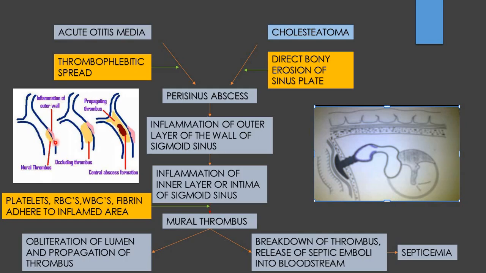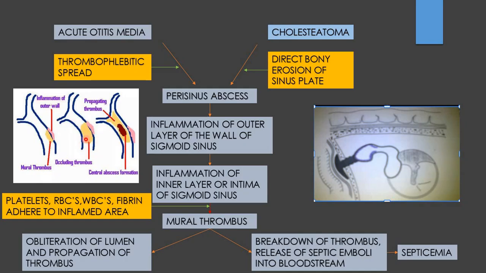This is indicated by the pink color in this particular picture. Once the outer layer of the sigmoid sinus gets inflamed, the inflammation spreads through the wall of the sinus into the interior of the sinus. Once the intima, or the inner layer of the sigmoid sinus, gets inflamed, it starts attracting the platelets, RBCs, WBCs, and fibrin to the inflamed area, which together lead to the formation of a mural thrombus, or a thrombus within the lumen of the sigmoid sinus.